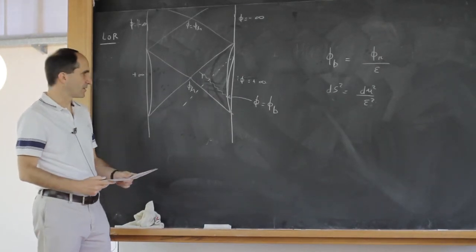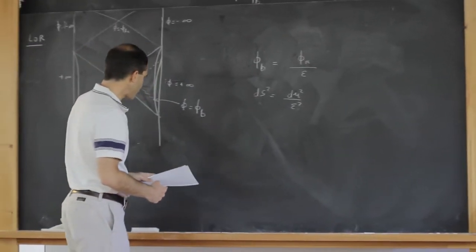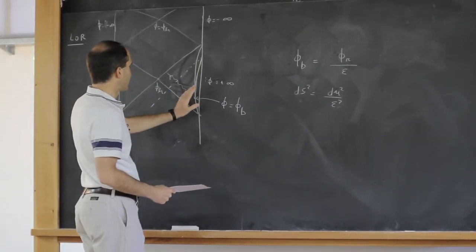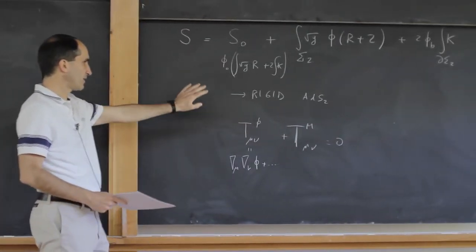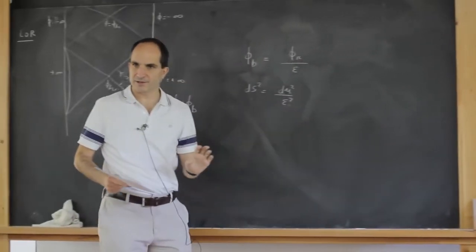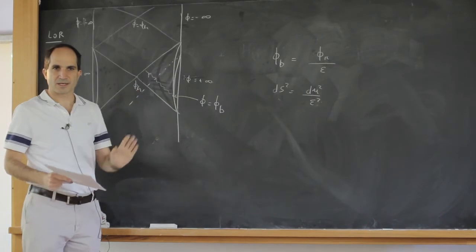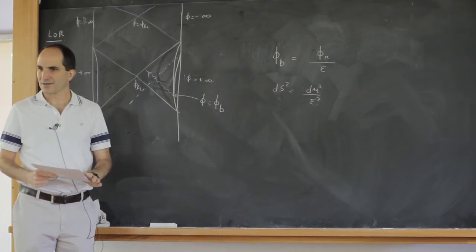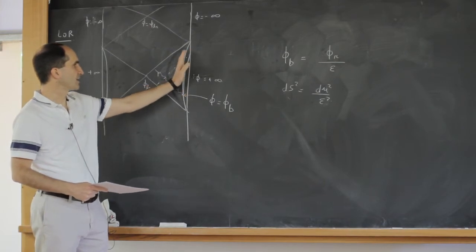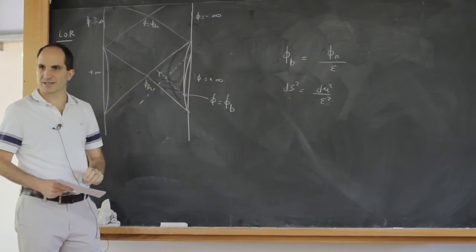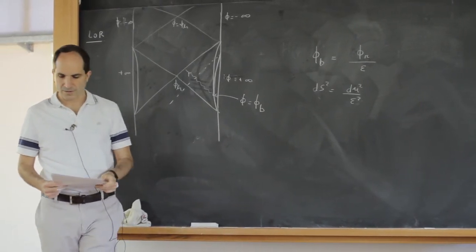So the reason I'm saying this is to emphasize the fact that even though this action has no propagating degrees of freedom, there is a gravitational degree of freedom associated to the position of this boundary, and that's where all the gravitational effects lie. So all the gravitational effects have to do with the position of this boundary inside the rigid AdS2 spacetime. Okay? So this is similar to AdS3 gravity.